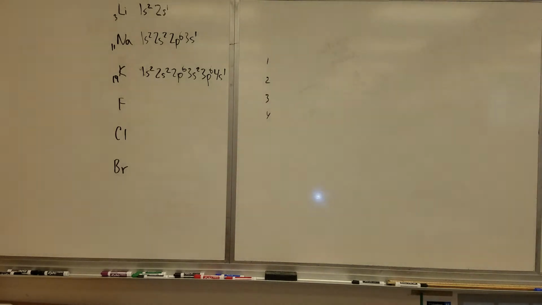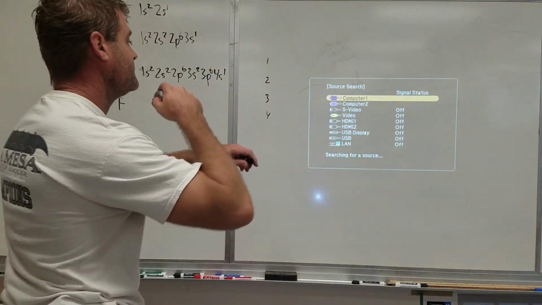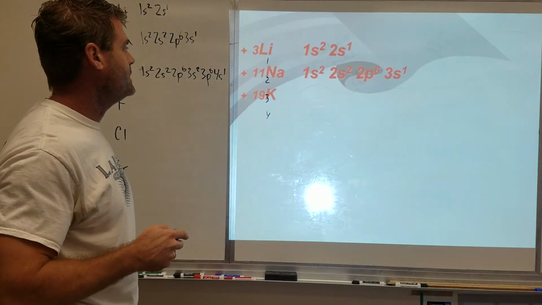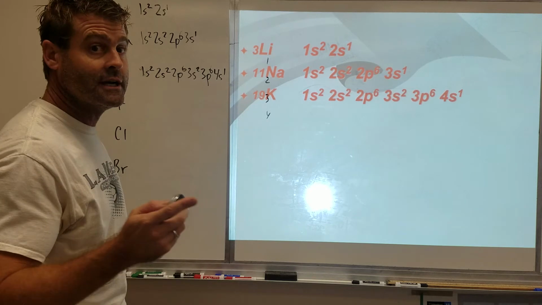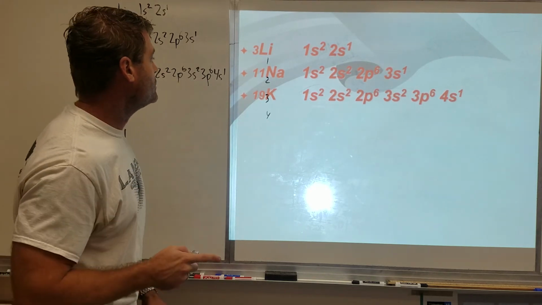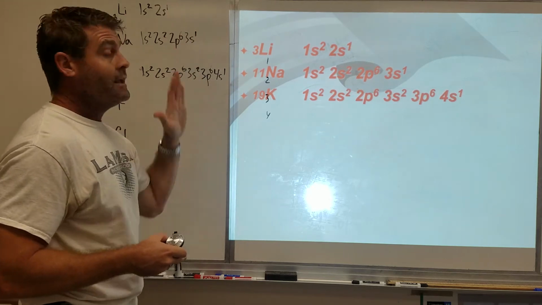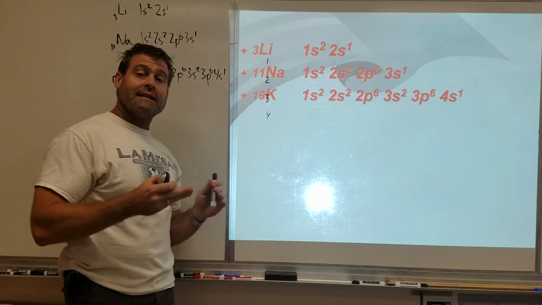Let's go back to our slides. Okay, so this is what we did. We showed you how you could get it from the periodic table. Now what you guys will notice is, remember, these are all the alkali metals. And we put them in the same family because they share similar chemical properties.